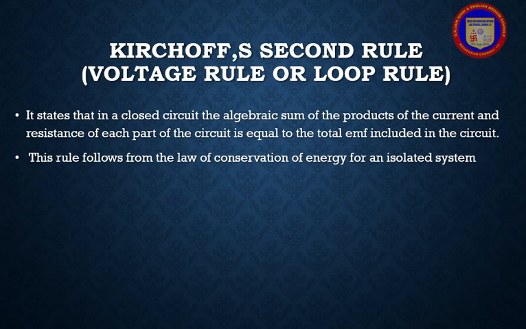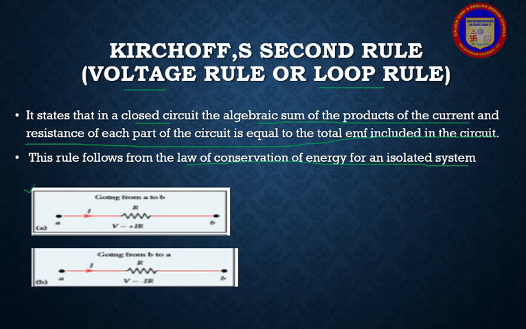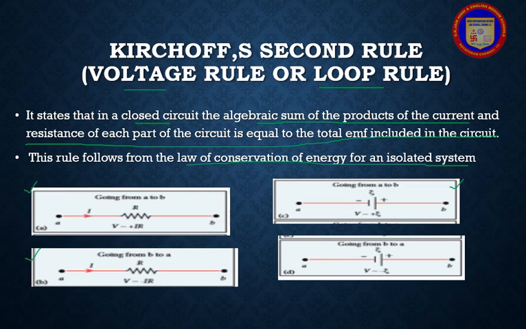Kirchhoff's second rule is also called the voltage rule or loop rule. It states that in a closed circuit, the algebraic sum of the product of the current and resistance of each part of the circuit is equal to the total EMF included in the circuit. This rule follows from the law of conservation of energy for an isolated system. The product of current and resistance is taken as positive when the direction of the current is followed. If the direction of current is opposite to the direction of the loop, then the product of the current and resistance is negative.